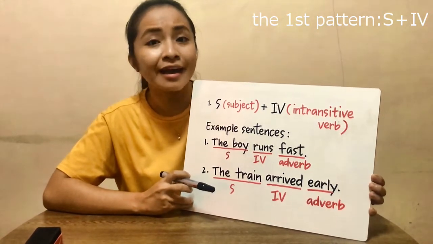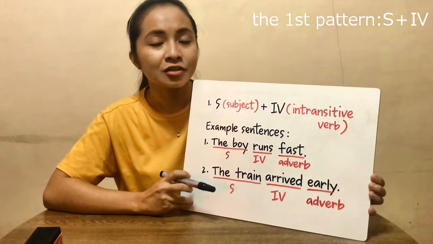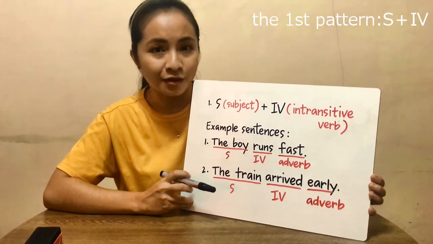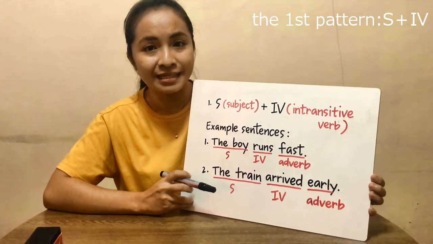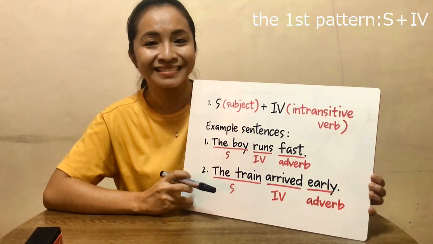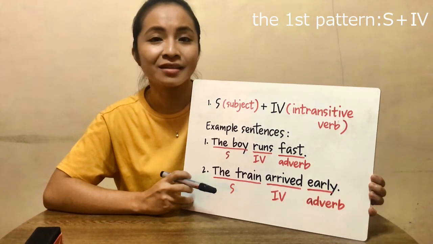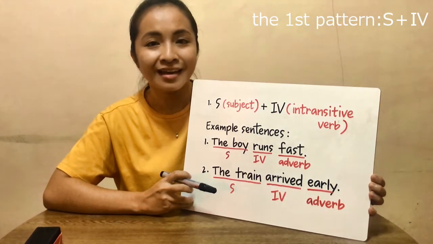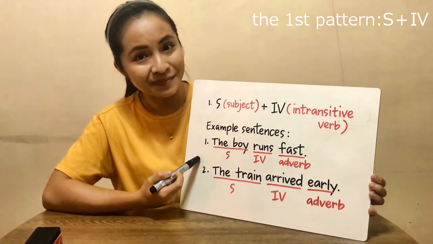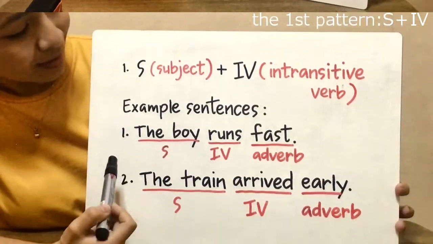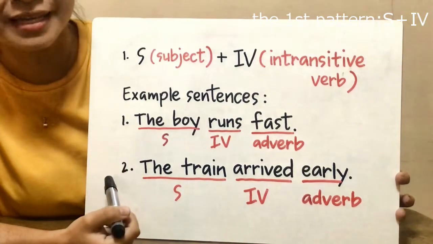How about the IV or the intransitive verb? An intransitive verb is a verb that doesn't need any object to complete its meaning. And as you all know, an object is a person or thing receiving an action. So these are the example sentences. Example sentence number 1. I'm going to read.